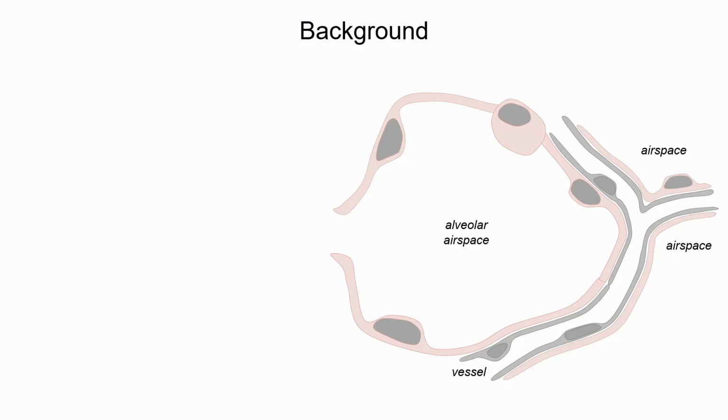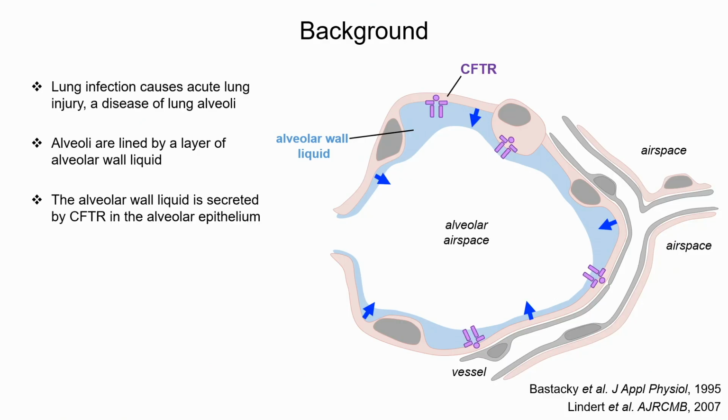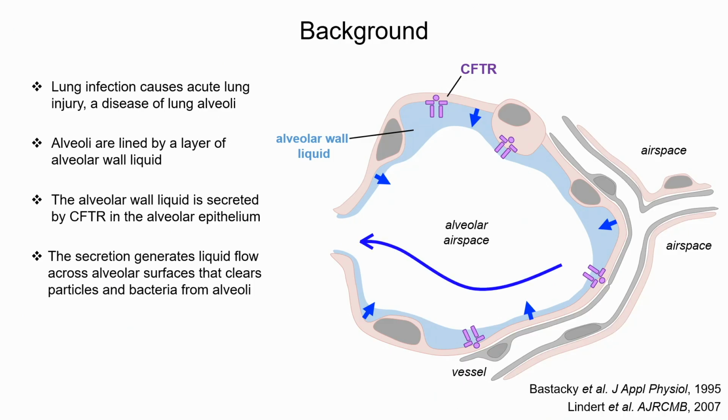To get started, in our lab, we study lung infection that causes acute lung injury, which is a disease in lung alveoli, the main area of focus in our lab. I'd like to direct your attention to this cartoon of a single alveolus. It's been well established that in alveoli, there is a liquid lining layer known as the alveolar wall liquid. This alveolar wall liquid is constantly secreted by CFTR function in the alveolar epithelium. The secretion generates a liquid flow across the alveolar surface that clears inhaled particles and bacteria out from the alveolar airspace.